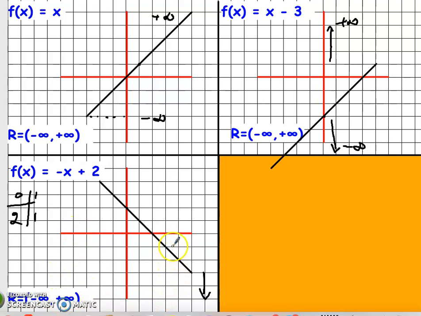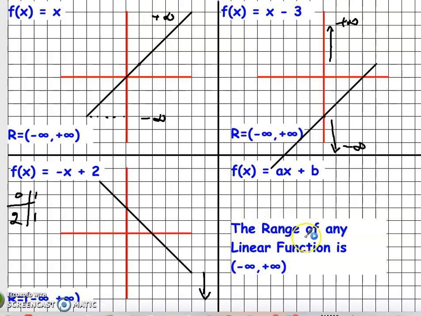So as a conclusion, we can say that the range of any linear function of the form f of x equal ax plus b is always minus infinity to plus infinity.